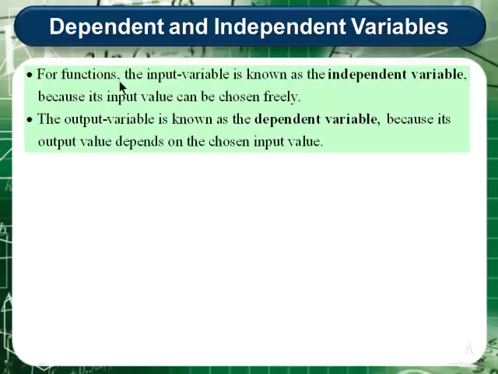Let us look at the meaning of dependent and independent variables. For functions, the input variable is known as the independent variable because its input value can be chosen freely. You can select any input variable, and depending on that particular input, we can then find the output value. The output variable is known as the dependent variable because its output value depends on the chosen input value.